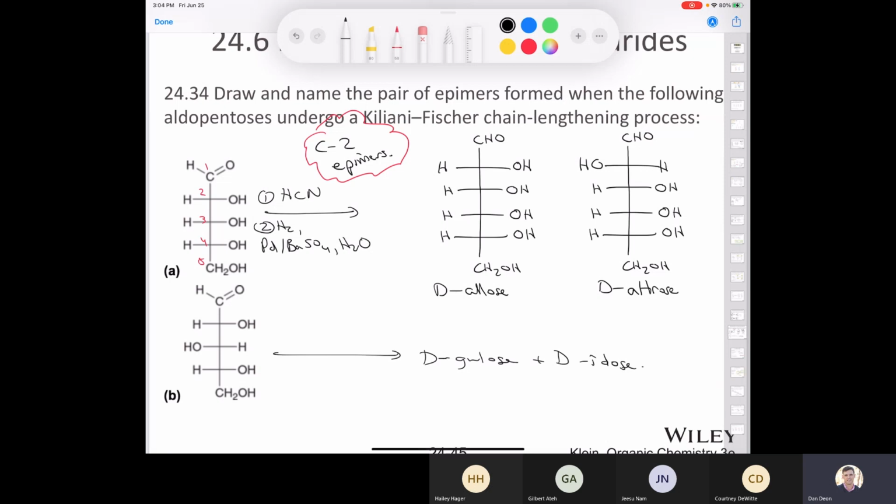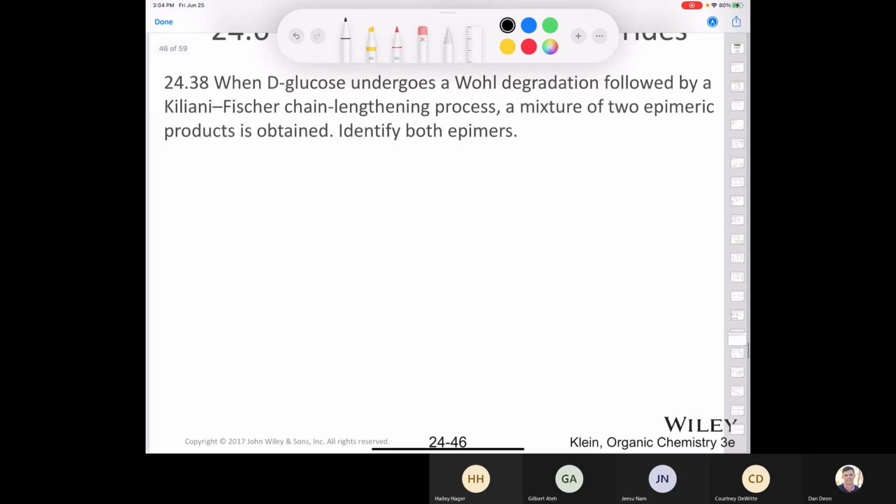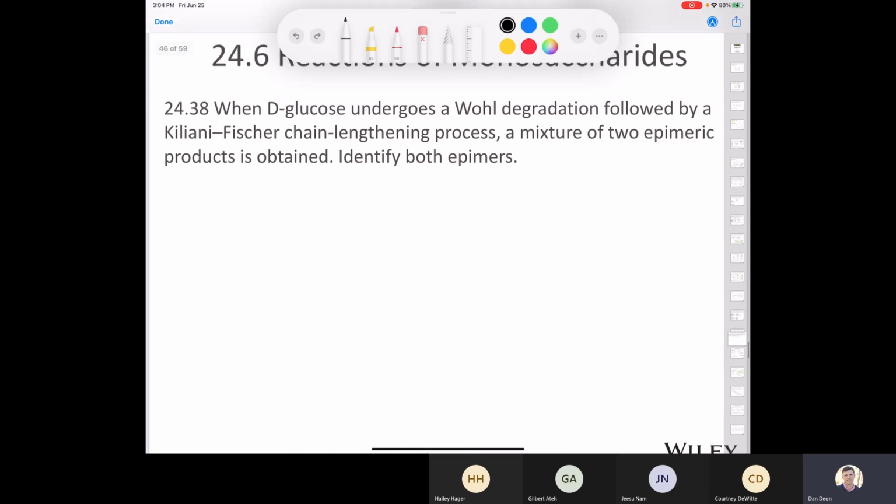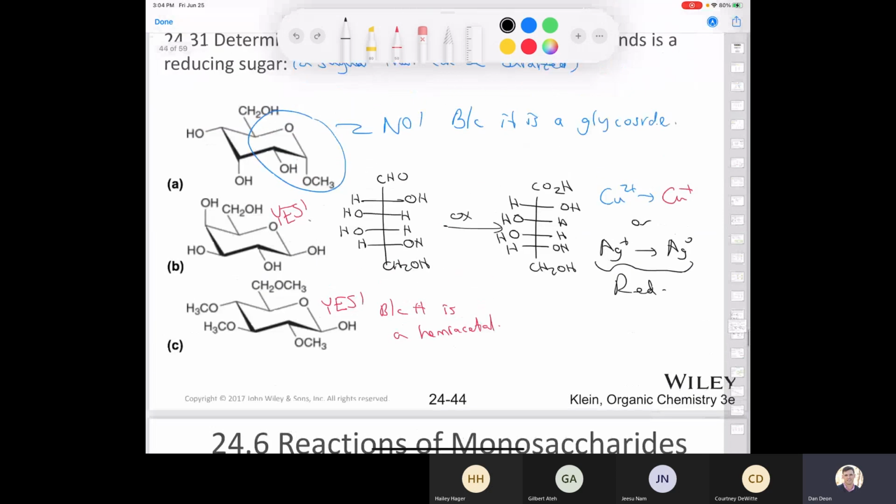Okay, let's try one that deals with a Wohl degradation. I love this last name, Wohl. Anyhow, it says when D-glucose undergoes the Wohl degradation, followed by Kiliani-Fischer chain lengthening, a mixture of 2 epimers is formed. Identify both epimers. I think you could probably answer this one without drawing out all the chemistry. Well, let's do it, just because.